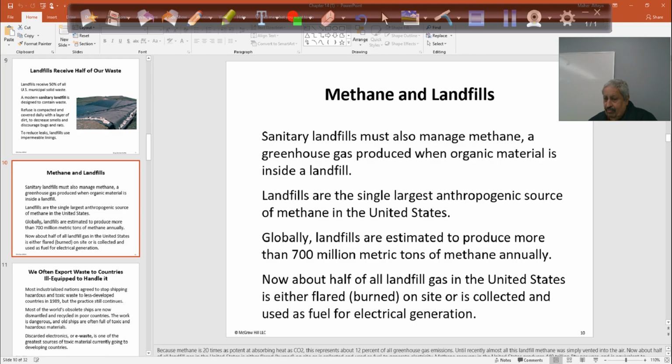Now, about half of all landfill gas in the United States is either flared, burned out, combusted, that's another problem, on site, or is collected and used as a fuel for electrical generation, which is the best choice to control this waste. Burning is always not a good choice, but we don't have other choice. We have to burn this. We cannot keep just accumulating those waste for a long time.